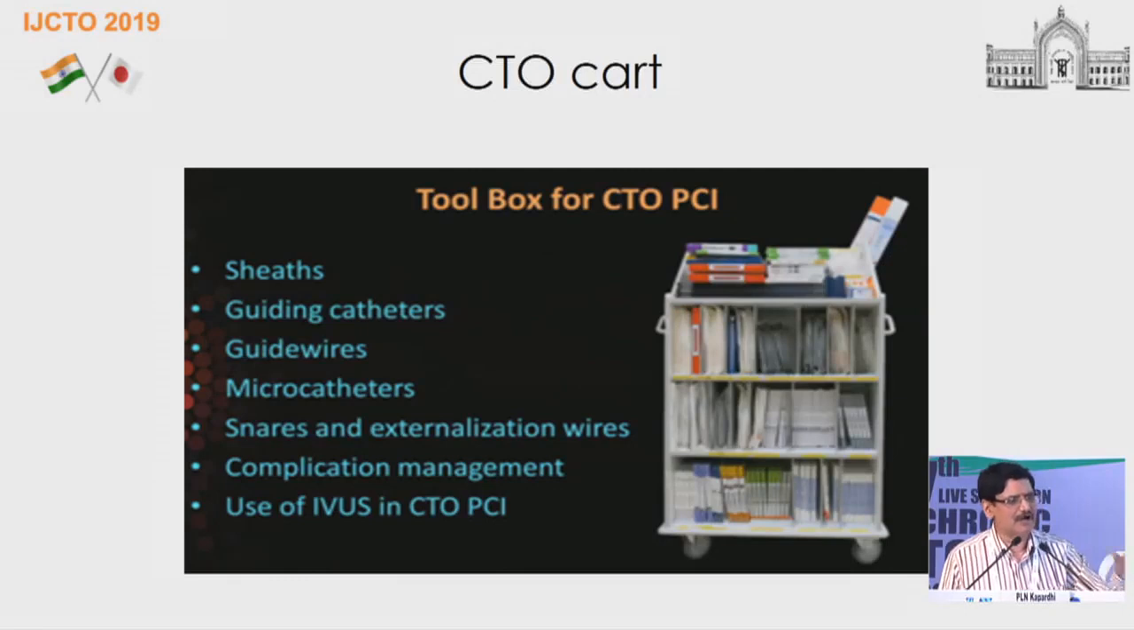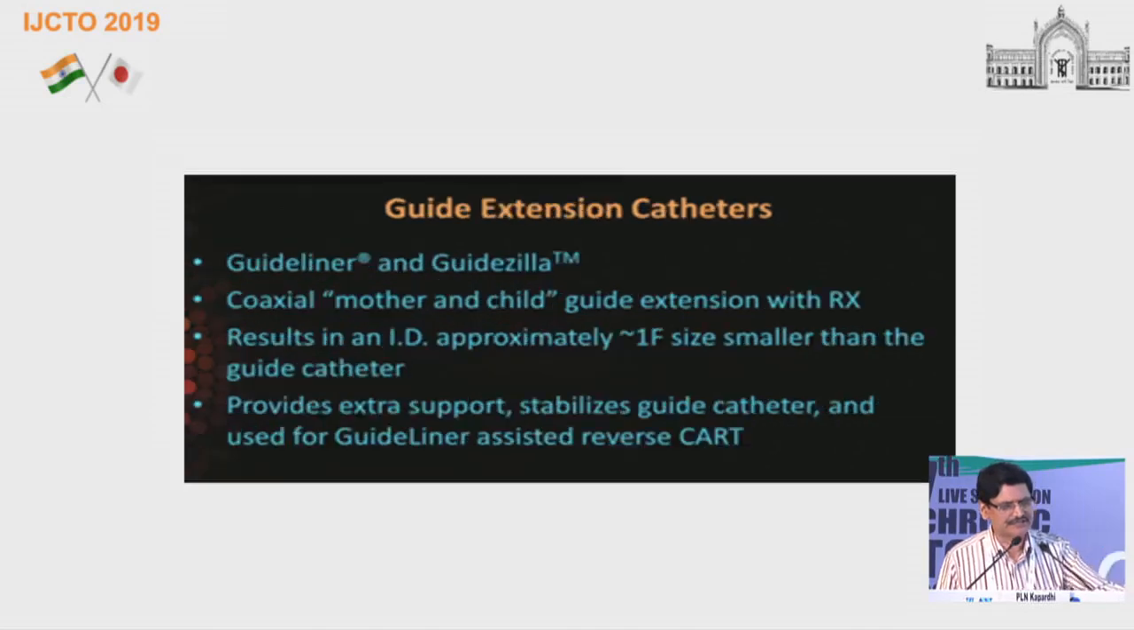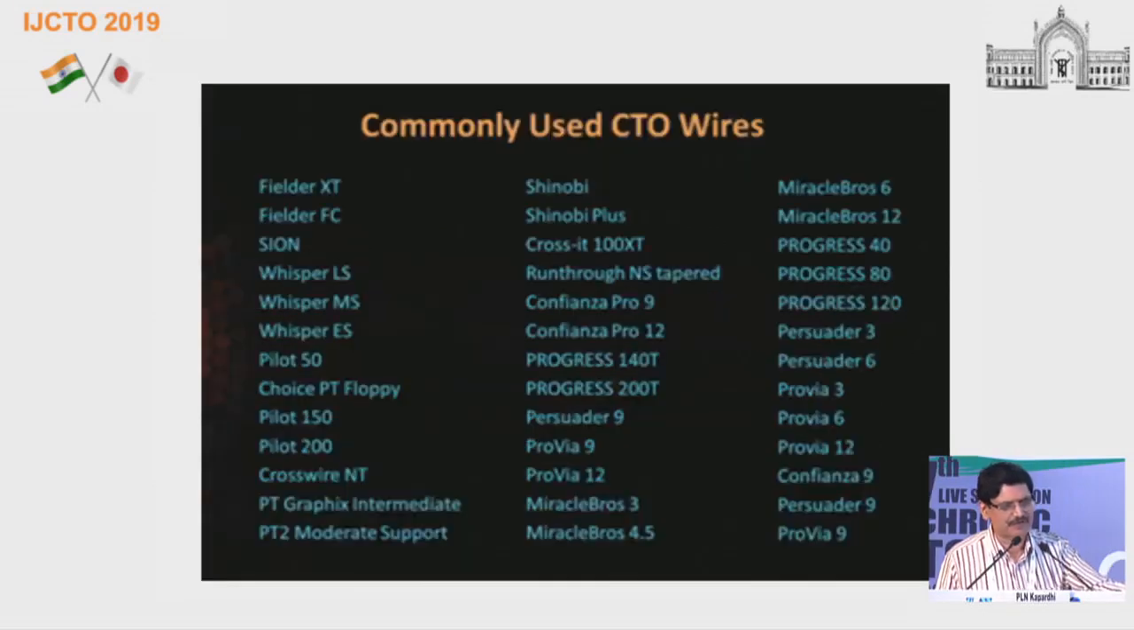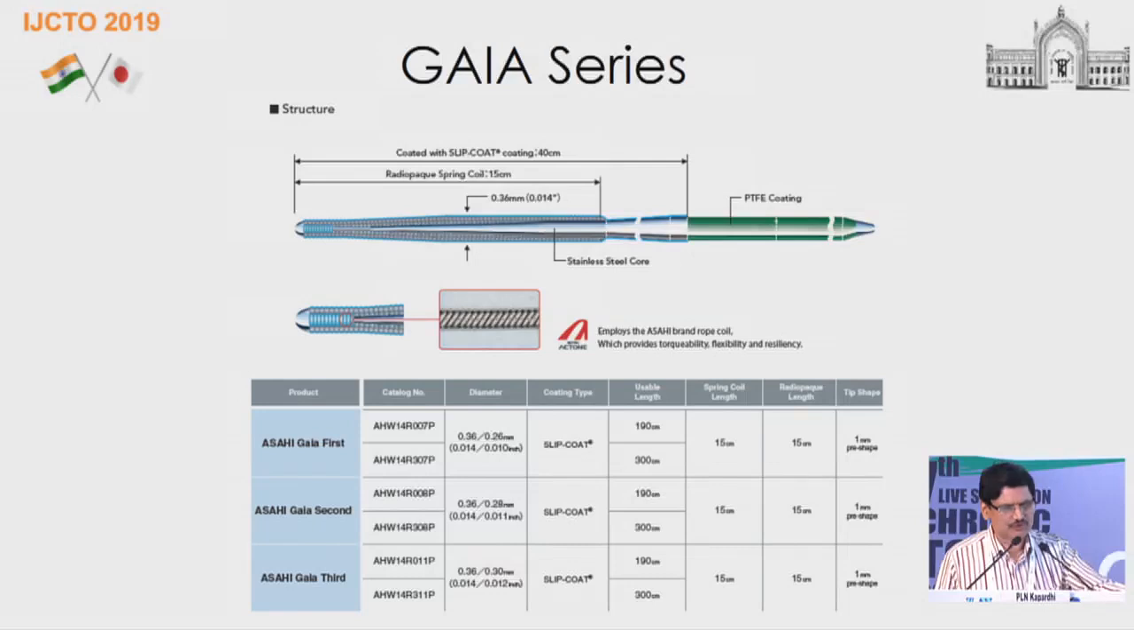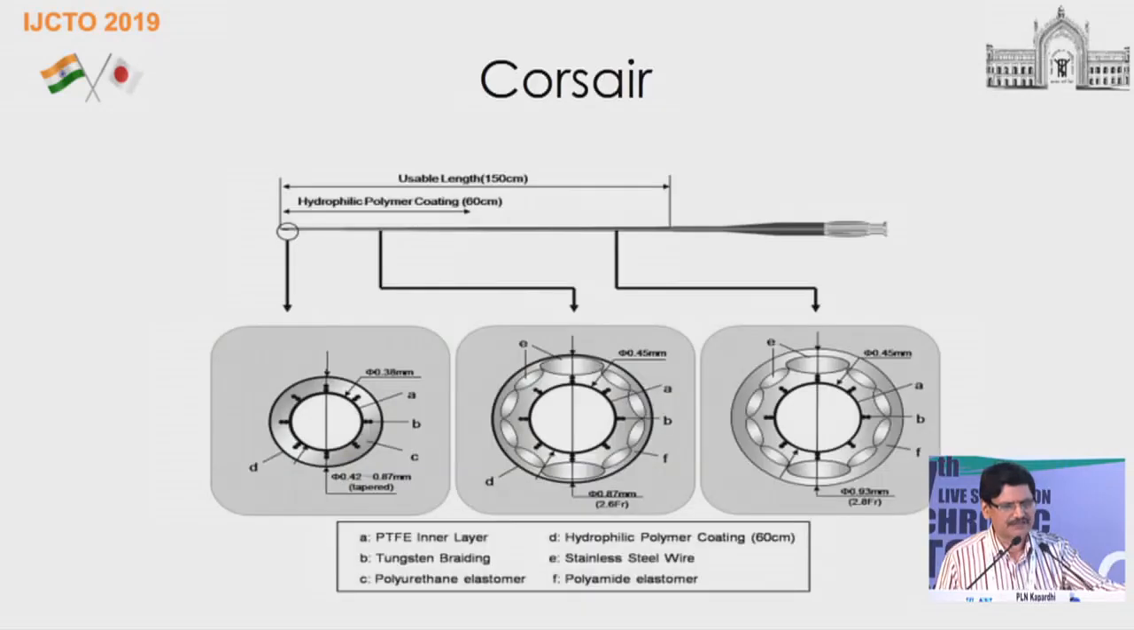And apart from that, operators should have an idea of the CTO cart, which contains a toolbox of CTO PCI, as already reviewed. Dedicated CTO sheaths, guiding catheters, wires, microcatheters, snares, especially for managing complications, as well as the utility of imaging for CTO PCI. Of course, these are repeated, I will just go through them. These are the guiding catheters. And of course, guide extension catheters are most important in the toolbox for improving the success and the operator skills. And all the CTO wires should be possessed in the lab, and microcatheters, which Dr. Baiju already discussed; these are repetitions.